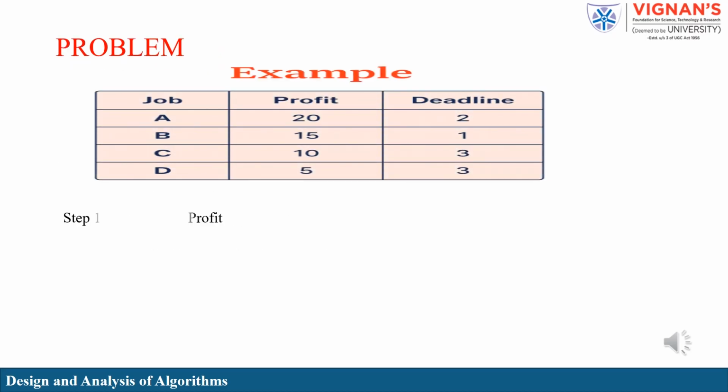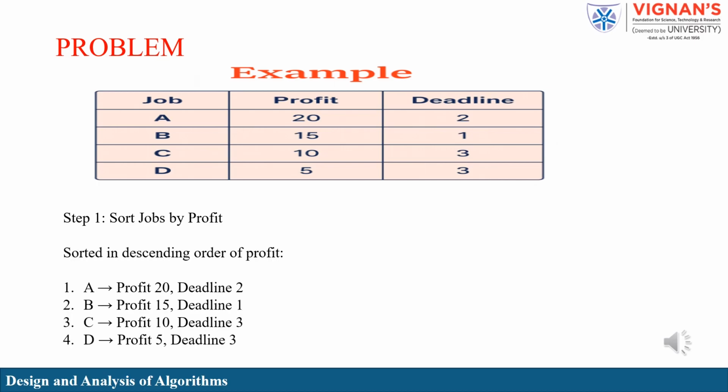Problem. Step 1: Sort jobs by profit. Sorted in descending order of profit: A, profit 20, deadline 2. B, profit 15, deadline 1. C, profit 10, deadline 3. D, profit 5, deadline 3.